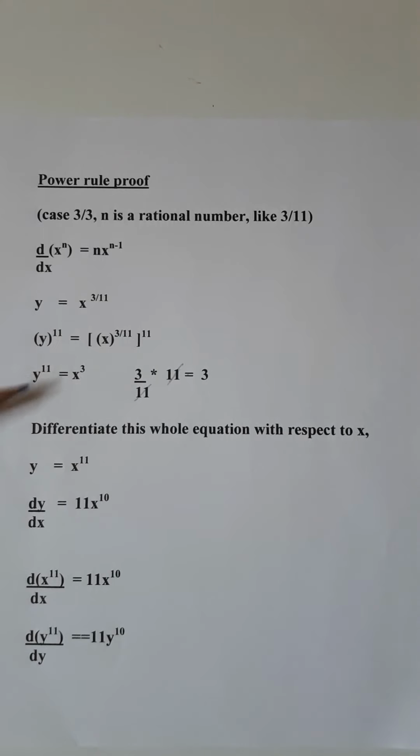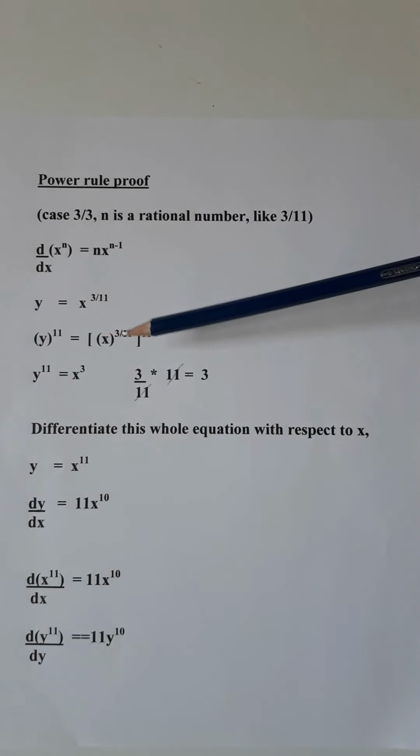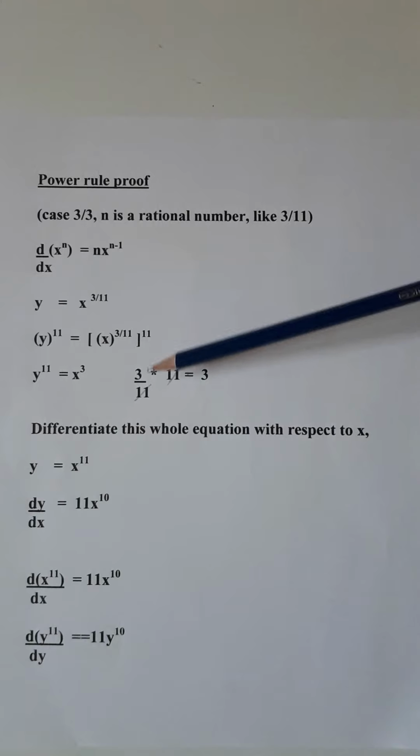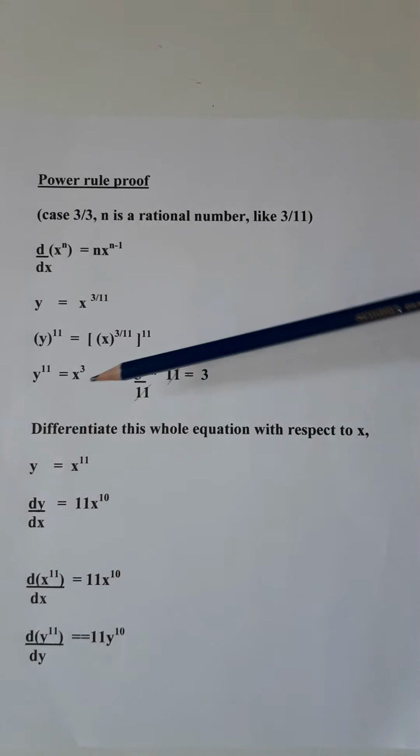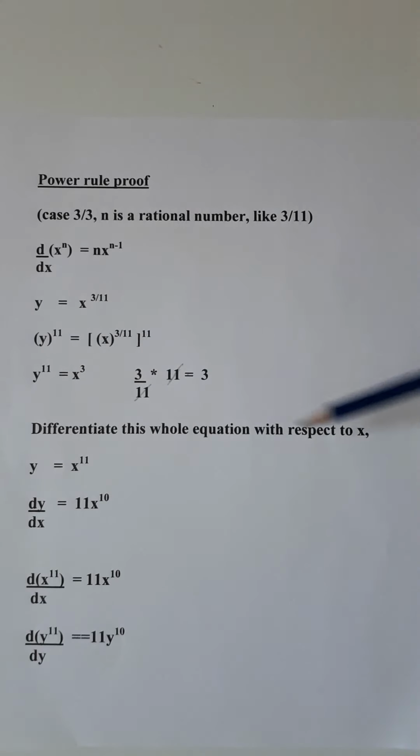Then this side becomes y to the power 11. What will happen in this side? 3 over 11 times 11 becomes just 3. So our next step is to differentiate this whole equation with respect to x.